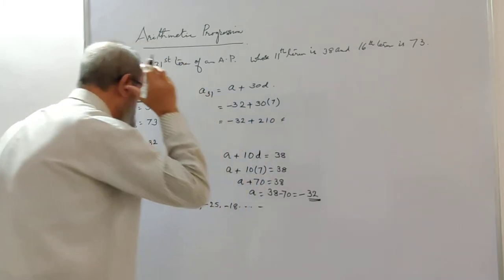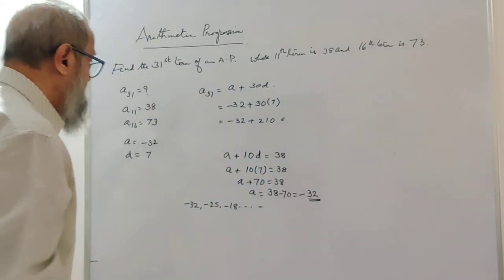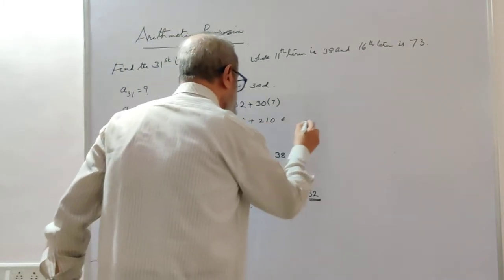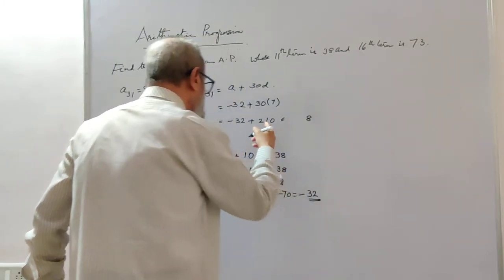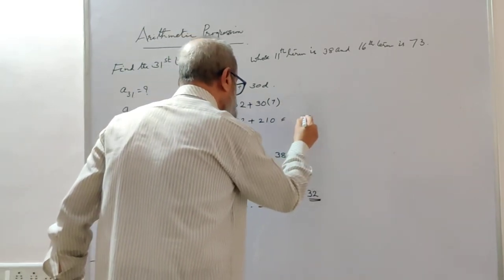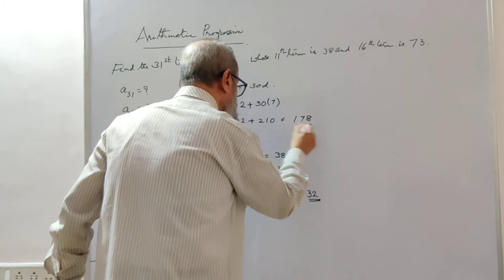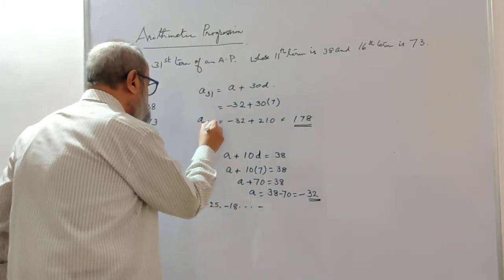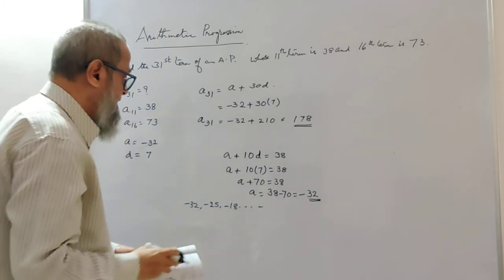So that will give me minus 32 plus 210. So the 31st term will be 210 minus 32. That will be 10 minus 2 is 8, 10 minus 3 is 7, 1. 178 will be the 31st term. That is the answer. The answer is 178.